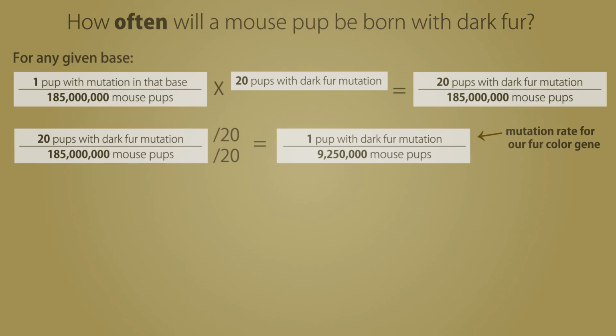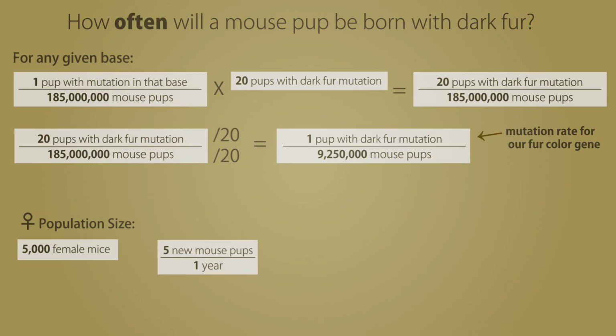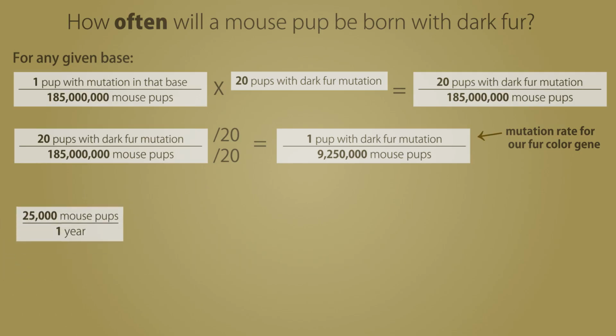So what's our reproductive rate? To figure that out, we'll first need to know the population size. Actually, to be more specific, we're really only interested in the female part of the population because that's where the mice offspring are going to come from. A typical population of rock pocket mice has about 5,000 females. Each female gives birth to at least 5 pups per year. So, if all 5,000 female mice give birth to 5 pups a year, that means there will be 25,000 new pups every year. Now we have our reproductive rate.